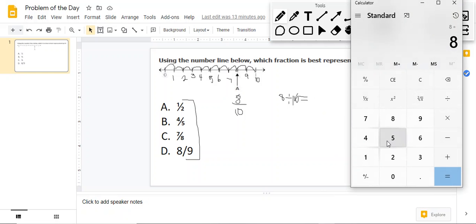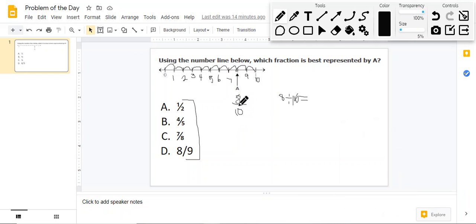8 divided by 10 gives me 0.8, which makes sense because that's how I would read this fraction, right? 8/10. Okay, so I'm looking for one of these fractions to match 8/10. In order to do that, I need to figure out what these are as decimals as well. So I'm going to start with 1/2. I'm going to do 1 divided by 2 equals.